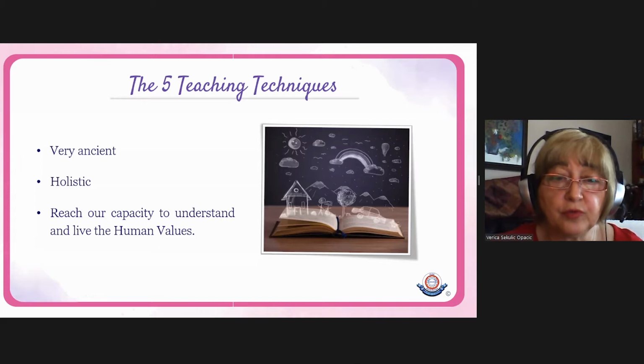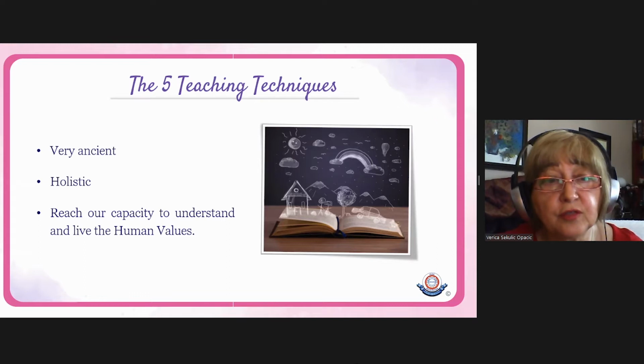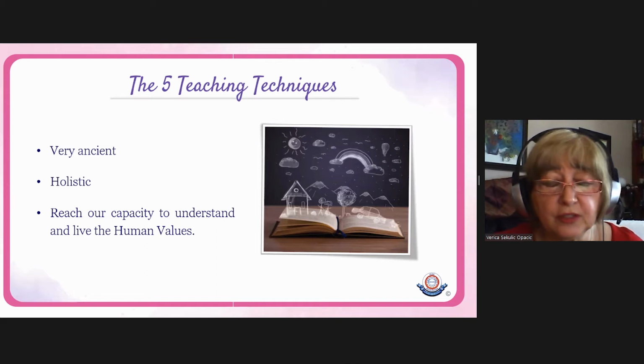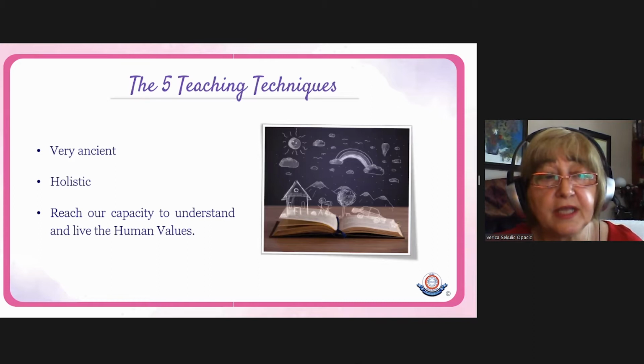We have to say first that all these 5 teaching techniques are very ancient. They exist as long as the human race exists. All these 5 aspects of knowledge do not give us only cognitive knowledge, but they are holistic. That means that they address all our capacities and, deep inside, they touch the deepest parts of our soul. And they have the capacity to help us understand and live human values in our life.